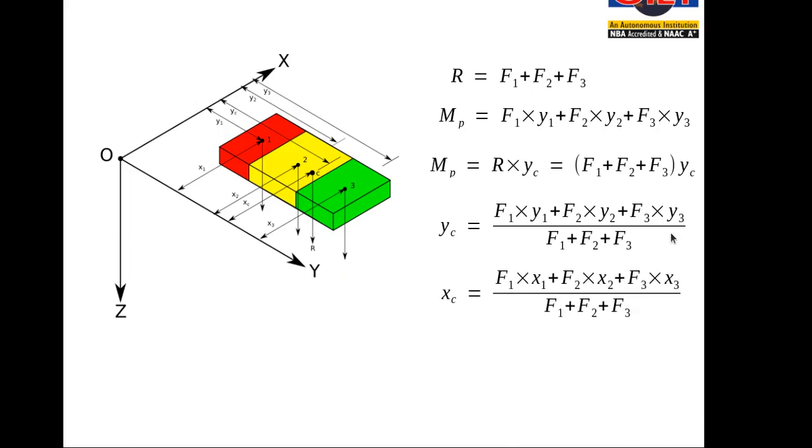Similarly, for x coordinate also we can apply the same procedure by considering moment about any point on y-axis, and we can get the equation xc is equal to F1 x1 plus F2 x2 plus F3 x3 by F1 plus F2 plus F3. So here F1, F2, F3 are the gravity pull on each and every individual element.